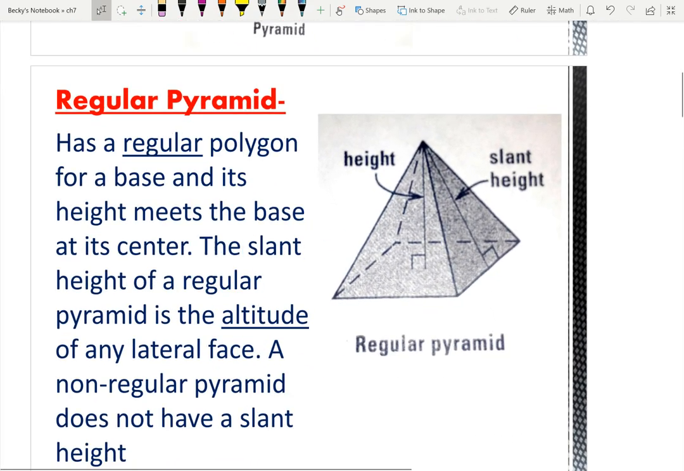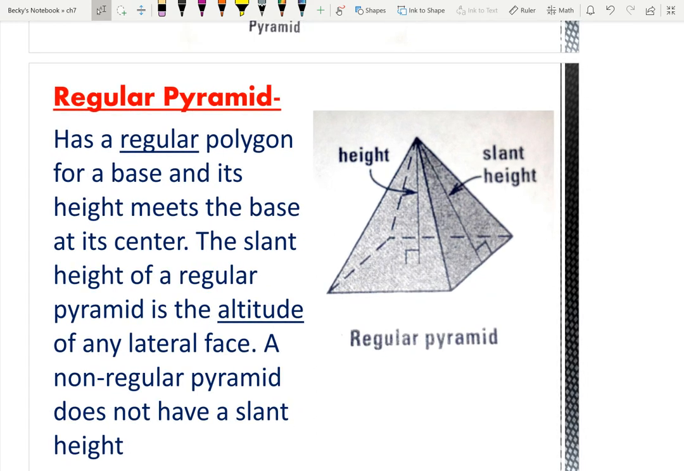Now, regular means all the sides are going to have the same measurement. Like for your base, all these sides here are going to be the same. So even if they don't tell you, you know that's going to be a square because all the sides are going to be the same and all the angles are also going to be the same. So I'm going to go ahead and mark that.